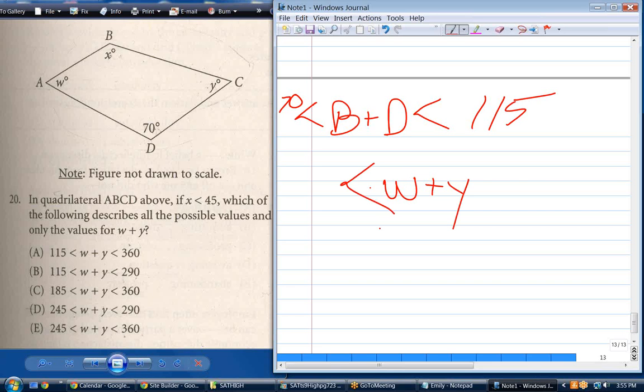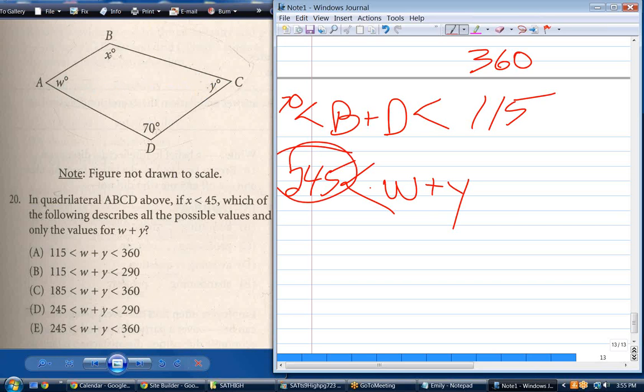185? No, 115. Well, 360 minus that. So in other words, all 4 angles have to add to 360. It's a quadrilateral. So 245, in other words, if x was 45 degrees, the biggest it could be, then that would make W and Y the smallest they could be. The smallest they're going to be able to be is 245.